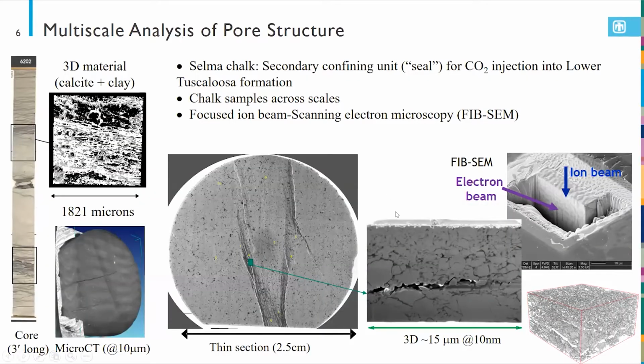This slide shows some of the complexity across scales. In these particular samples, we take about 3-foot long cores, and then we analyze a couple of different regions depending on our interest. As you can see, there are some composite images and microCT images. Based on the microCT images, we select certain regions that we really want to analyze further. This image shows thin sections. Based on the thin sections, we took focused ion beam SEM images to get finer scale images.